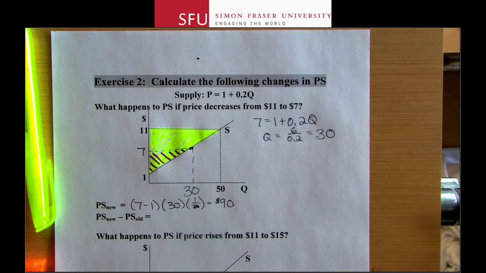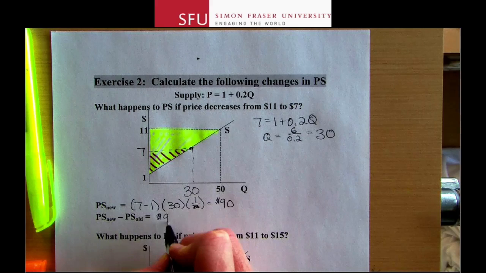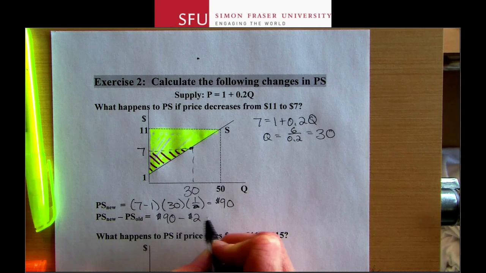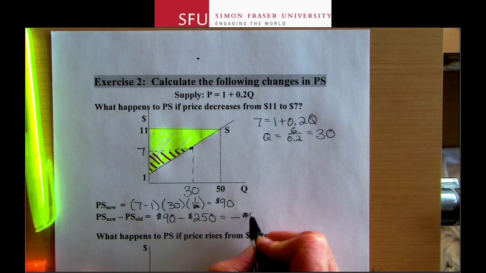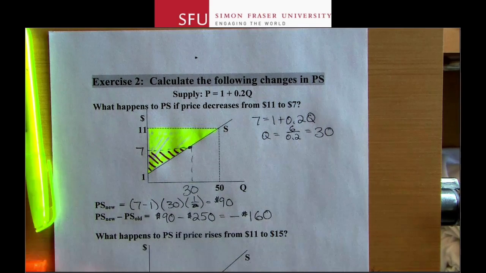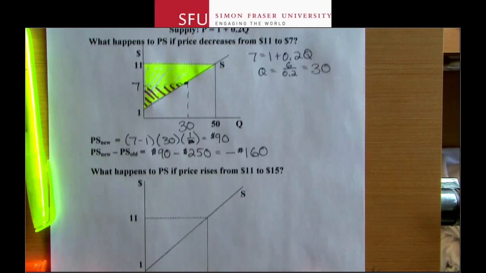$90, and the previous surplus had been $250. Right, so looking on page 10, we'd already done that calculation. It was $250. Okay, so PS new minus PS old. So 90 minus 250. Okay, so they lose $160.